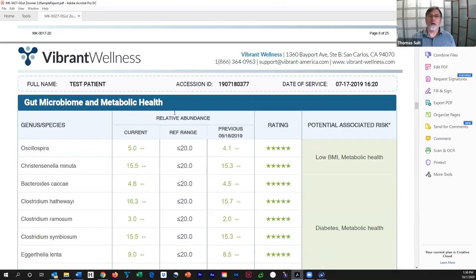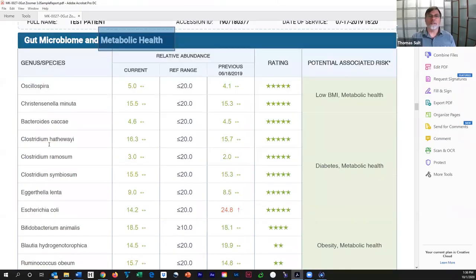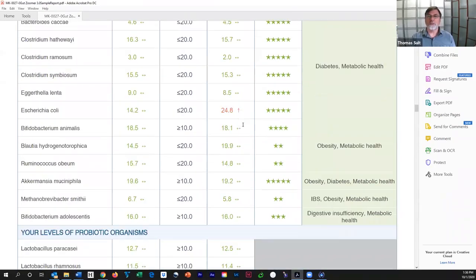So here we are on metabolic health. This is prediabetes, diabetes, that kind of thing. And we see that this was elevated, just mildly, but it was elevated, and now it's normal. And again, if this is elevated, does it mean you have diabetes? Absolutely not. But if you have diabetes and this is elevated, normalizing it may be helpful.